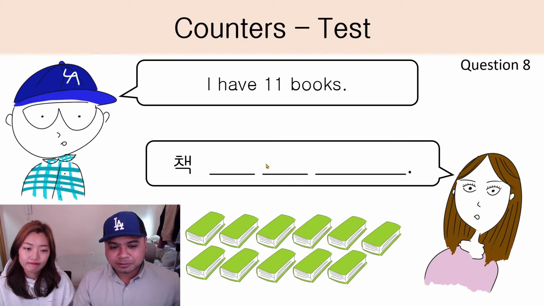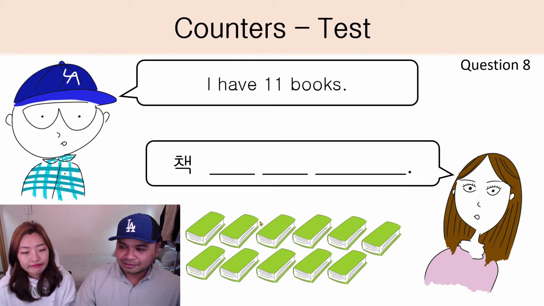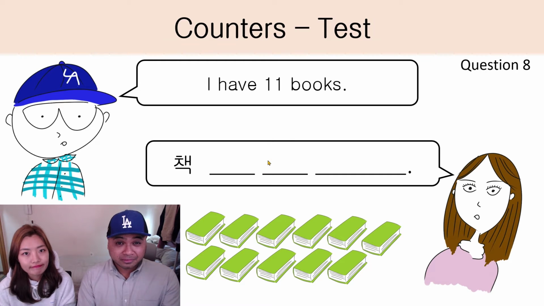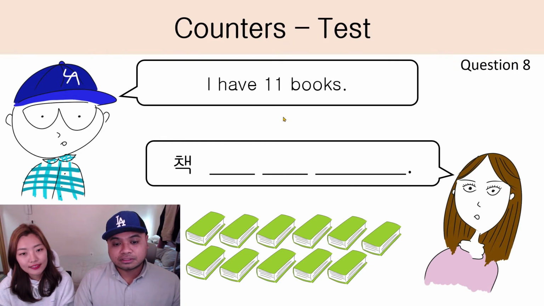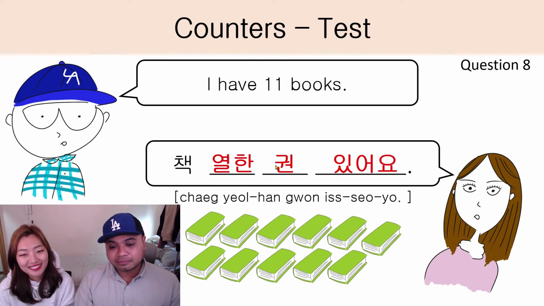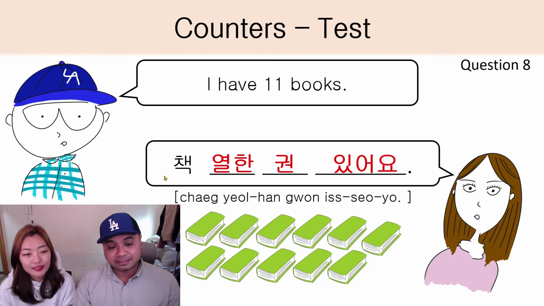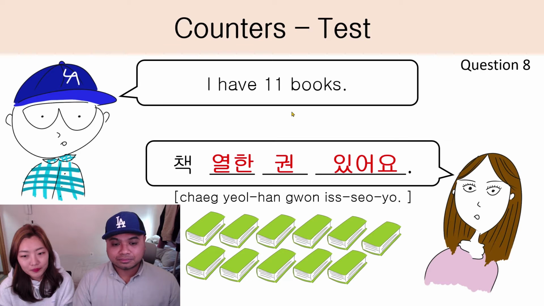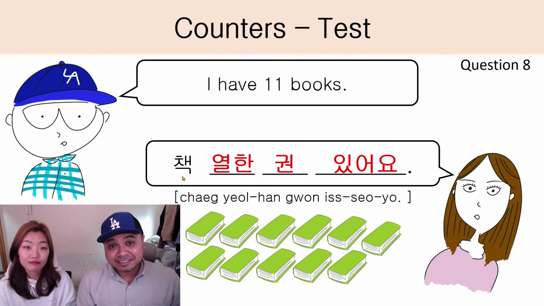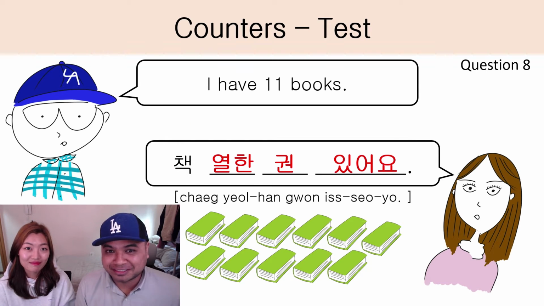Okay, Donna, how do we say 11? 열하나. Yeol-hana, but of course it has 1, right? So you've got to drop the last letter of 하나, which leaves 한, and then the counter for books, 권. 권 있어요. So you need to say 책 11권 있어요.